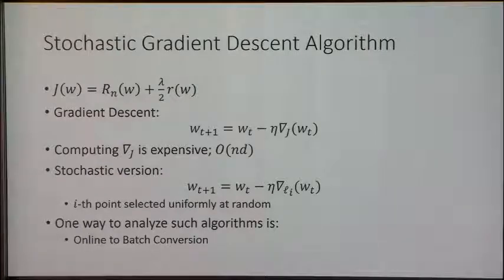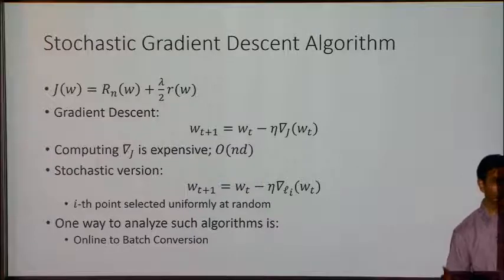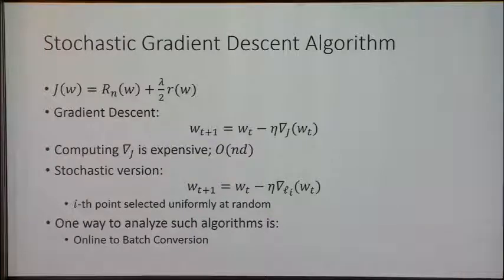So the learning community seems to have converged to this solution: let's use a stochastic version of this gradient. So rather than computing the entire gradient, I'll select one data point from my data set, compute its gradient, and update the solution. In expectation, I'm doing the correct thing, and it so turns out that with high probability this will also give a good result. And the way to analyze such algorithms is, yeah.